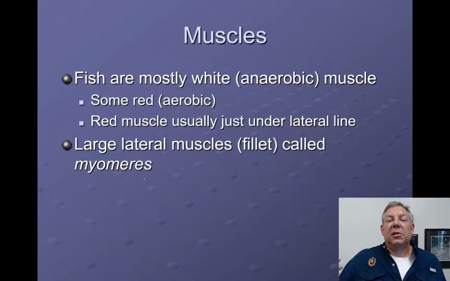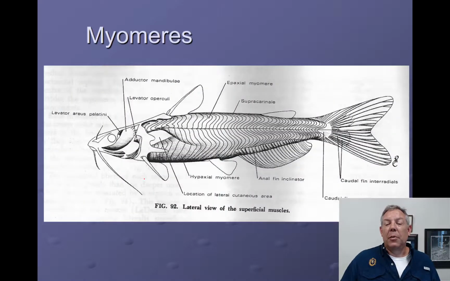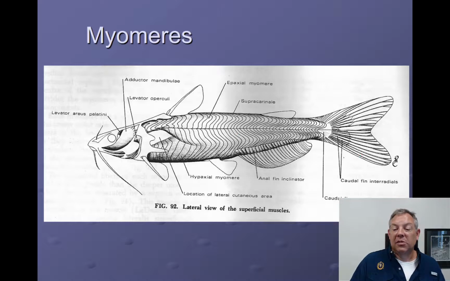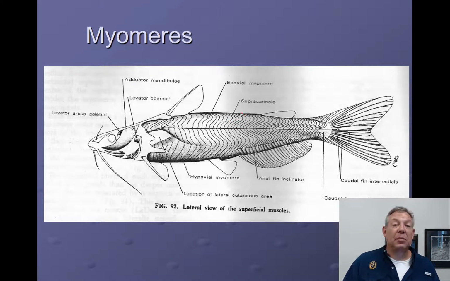That fillet, those large lateral muscles, are called myomeres. And so just like you've got a bicep and a tricep, and your muscles have names, these are named myomeres. And so if you look at the side of this catfish here, you can see all these muscles, all these striations. Those are all individual muscles called myomeres. In some species, we count the myomeres, like the postanal myomeres in lampreys, and we use that to help us identify different fish.